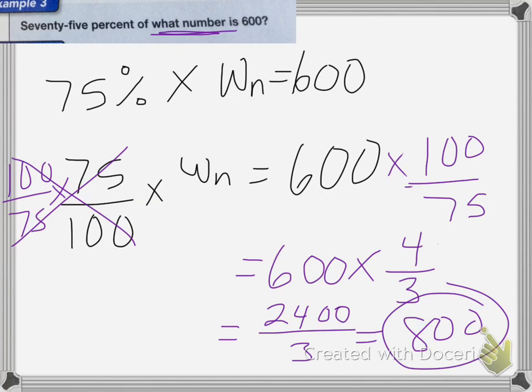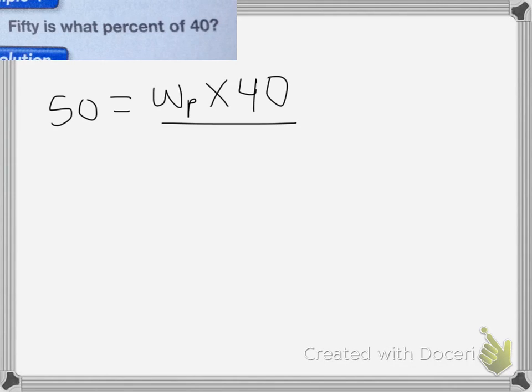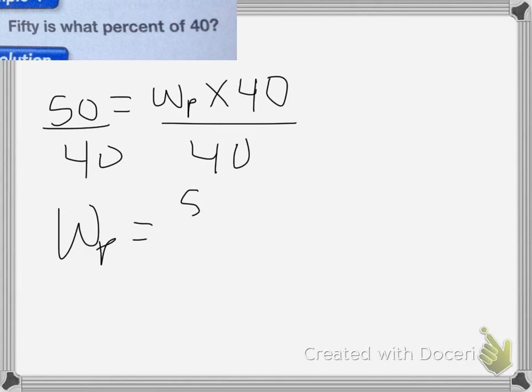Okay. All right, this one, 50 is what percent of 40? So translate it again. 50 is what percent of 40? Okay, divide both sides by 40, and I end up with what percent equals 50 over 40. The zeros cancel. So what percent equals 5/4?